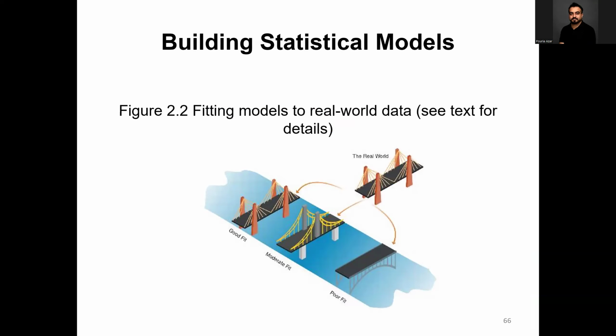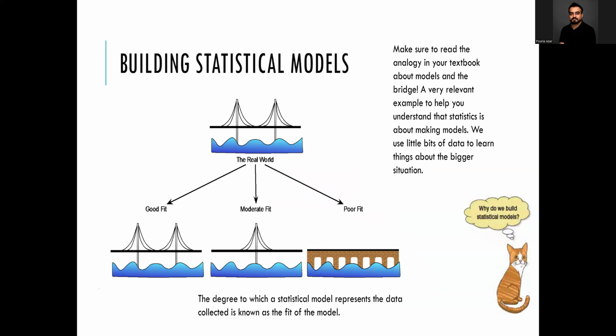Whenever we try to analyze the data, we are trying to fit our model to real world data. So for example, the real world is this bridge, and we try to fit a model that can represent the data collected. This is known as the fit of the model. This is the degree to which a statistical model represents the data collected. So we can have good fit, moderate fit, or poor fit.